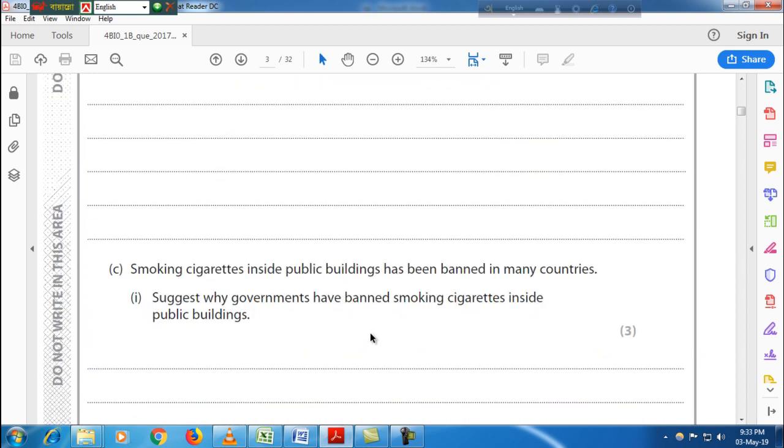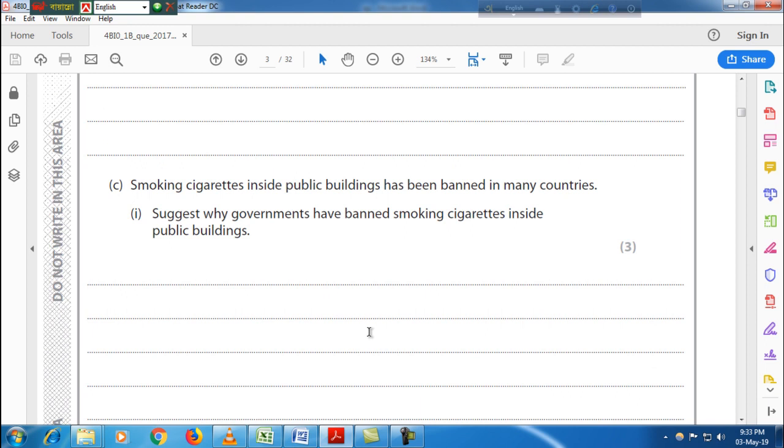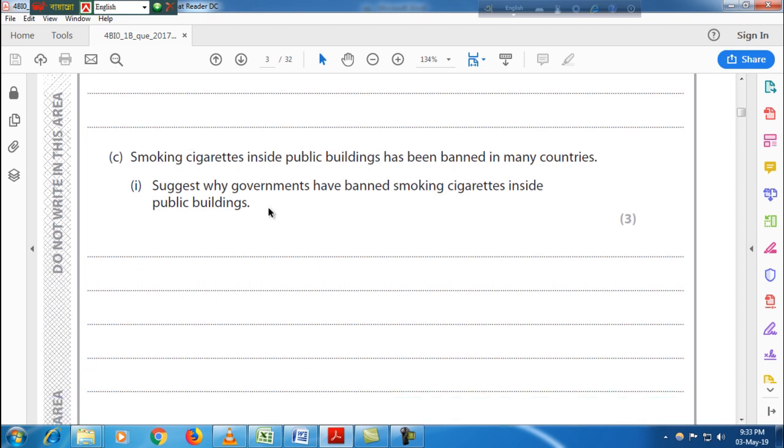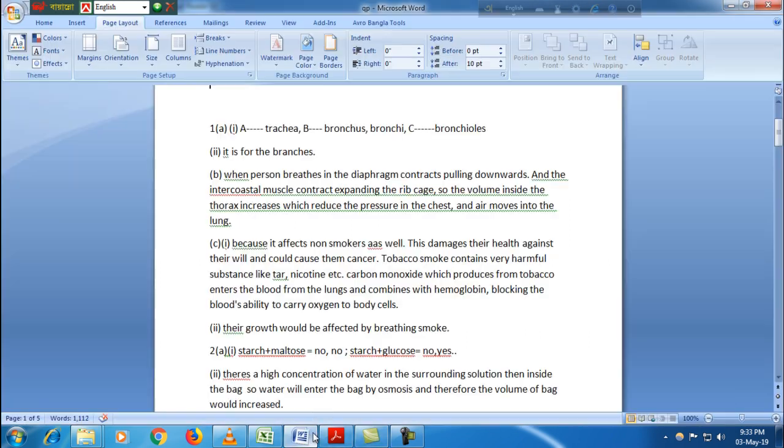Smoking cigarettes inside public buildings has been banned in many countries. Suggest why governments have banned smoking cigarettes inside public buildings. Because it affects non-smokers as well. This damages their health against their will and could cause them cancer. Tobacco smoke contains many harmful substances like tar, nicotine, etc.